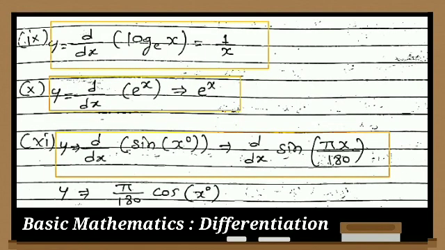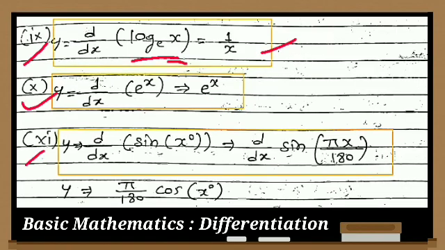Now again we can see the next formula is formula number 9, that is y equals d upon dx log x equals 1 upon x. This is the logarithmic function, and we can say it is a log function. If the value is in log, then the differentiation of log x is equal to 1 upon x. Y equals d upon dx e^x. The function is e^x and the differentiation of e^x is also e^x.